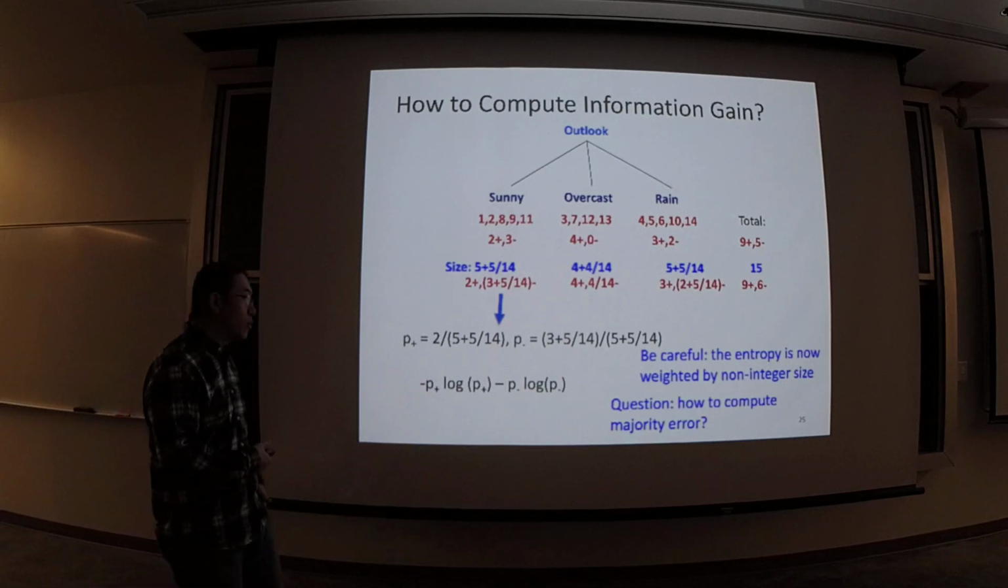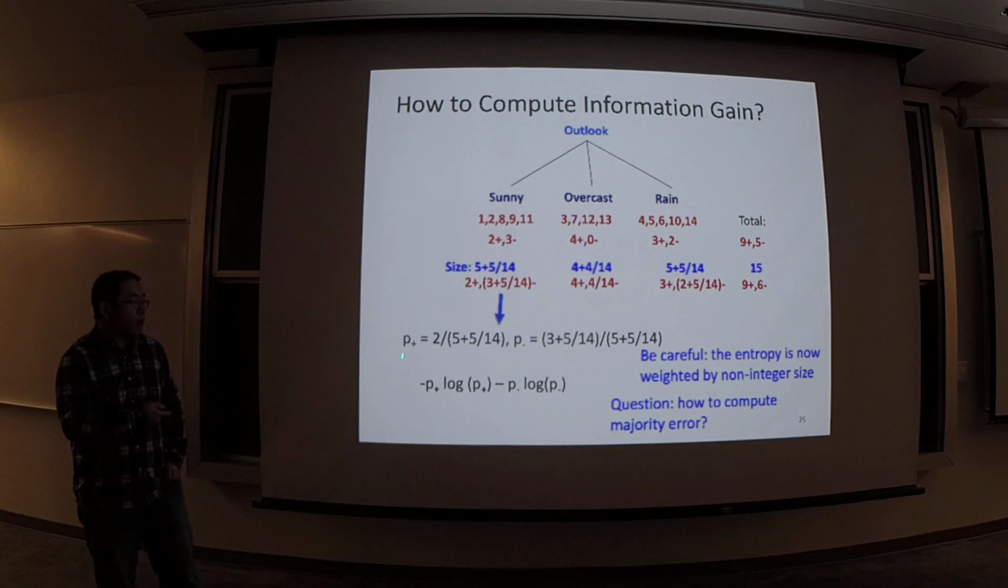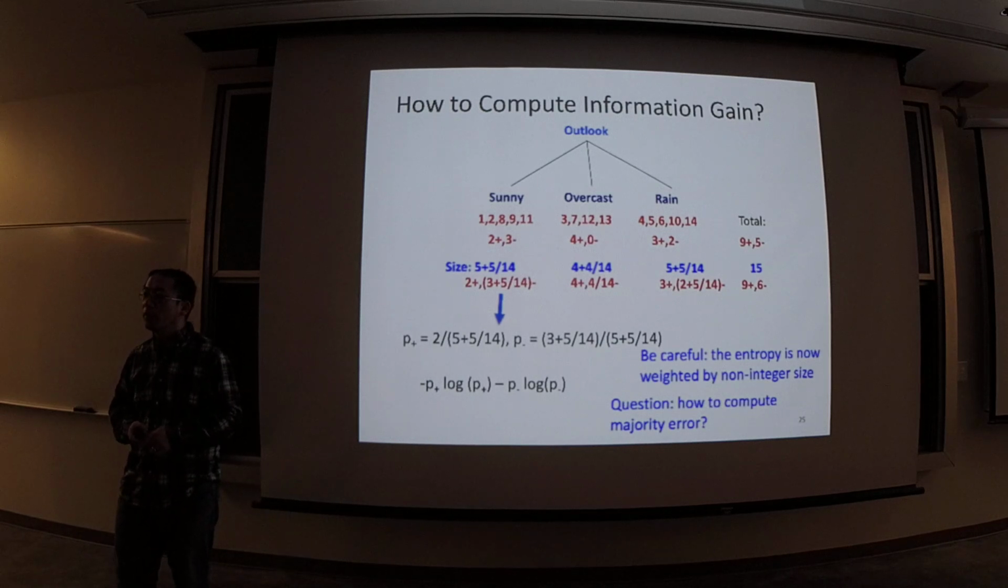As we just mentioned, that is how to compute the majority error. And of course, once we have P plus and P minus, we can directly compute the Gini index as well: one subtracted by P plus squared, subtracted by P minus squared.